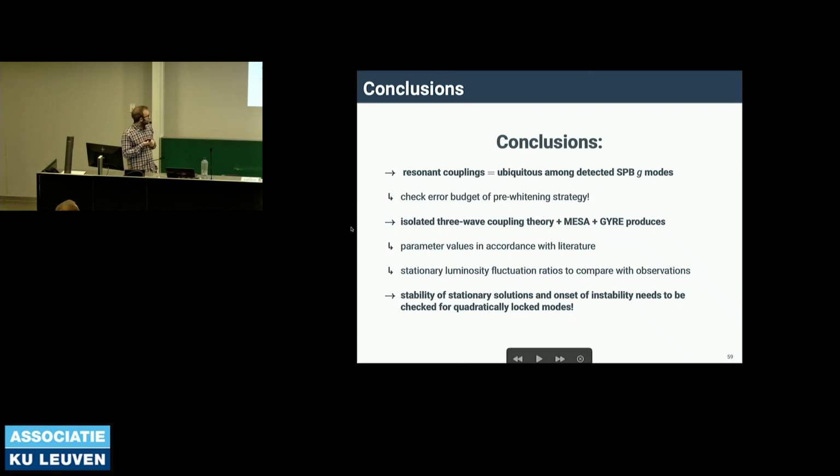From a theoretical perspective, we found that isolated three-wave coupling theory plus MESA and GYRE models can produce parameter values that are first in accordance with the literature, and second, can have stationary luminosity fluctuations that can be compared with observations. But if you want to compare with these quadratically locked modes that you can observe and that seem to be ubiquitous among these g modes, you also need to take into account the stability of these stationary solutions and when the energy transfer starts, or the onset of instability.